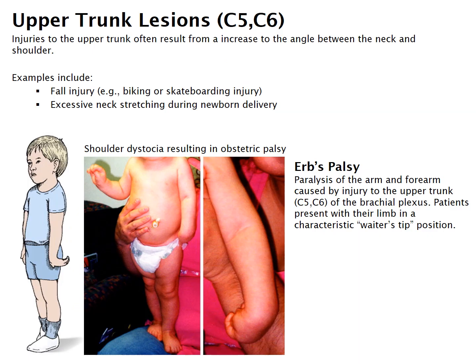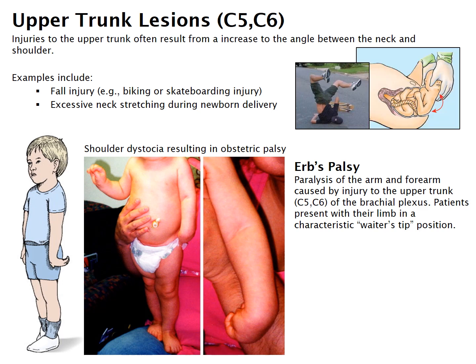Lesions of the upper trunk typically result from a traumatic event in which the angle between the neck and the shoulder is dramatically increased. One example would be mixing alcohol with skateboarding. Another example would be a difficult delivery. If shoulder dystocia occurs during delivery, in which the baby's head is delivered, but the baby's shoulders remain stuck, excessive traction on the head to remove the shoulders can stretch the upper trunk of the brachial plexus. And just as an aside, the word dystocia means slow or difficult labor or birth.